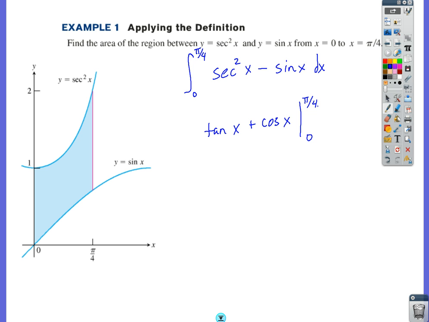So I plug pi over 4 into there, and I get 1 plus cosine of pi over 4, which is the square root of 2 over 2, minus the value at 0. Tangent of 0 is 0, plus, excuse me, cosine of 0, which is 1. So this is 1 plus the square root of 2 over 2 minus 1. The 1 minus the 1 cancels out, and I get the square root of 2 over 2.